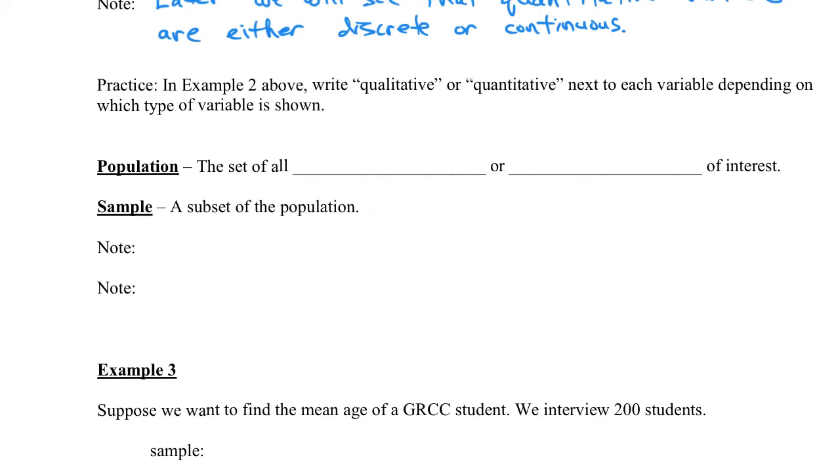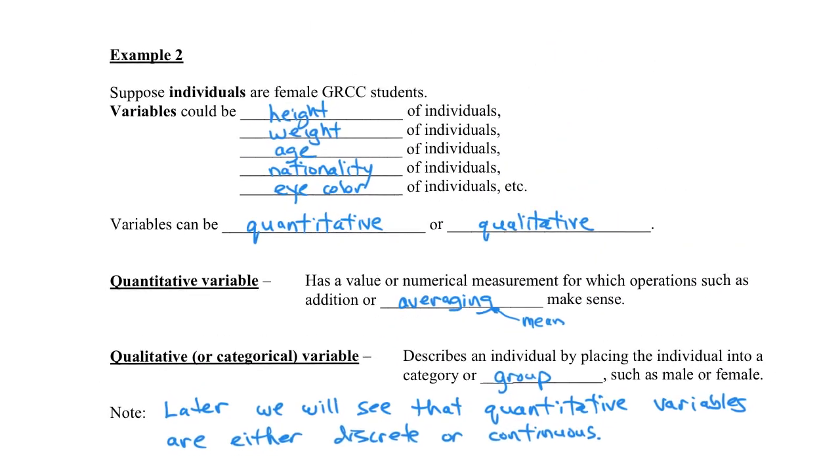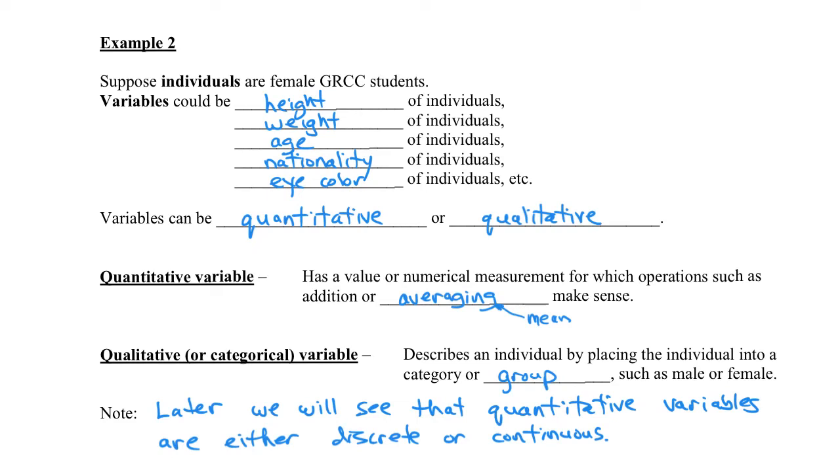So, okay, in example 2 above, what we typically do in class is this is where you would get to meet who you're sitting with, which always makes things a little easier to keep us animated and keep active and awake and alert. So, can't really do it this time, but in example 2 above, what we want to do is write qualitative or quantitative next to each variable depending on which type of variable is shown. So up here we want to write, next to each one of these, either qualitative or quantitative for these variables right here.